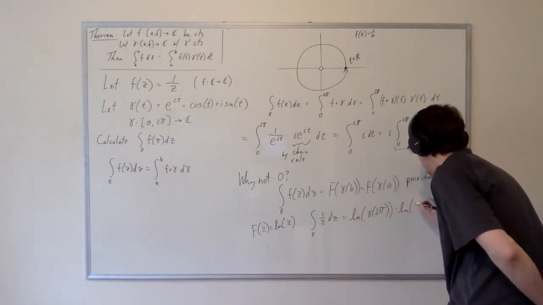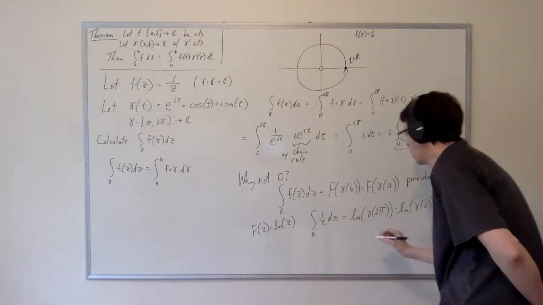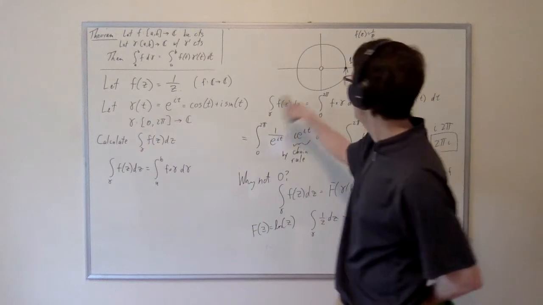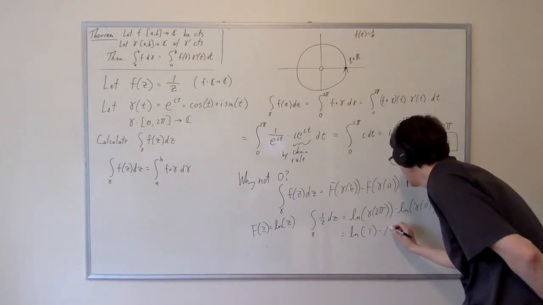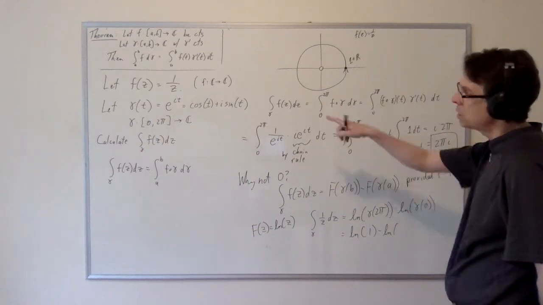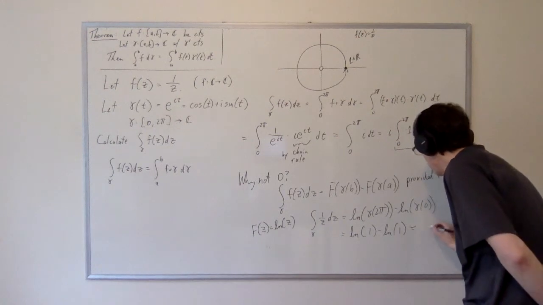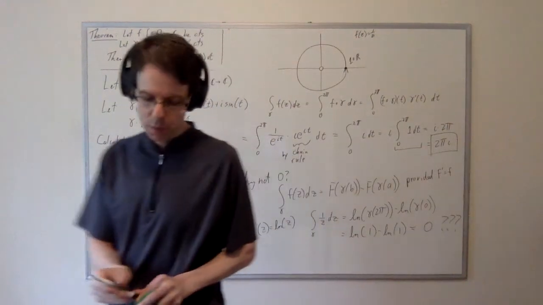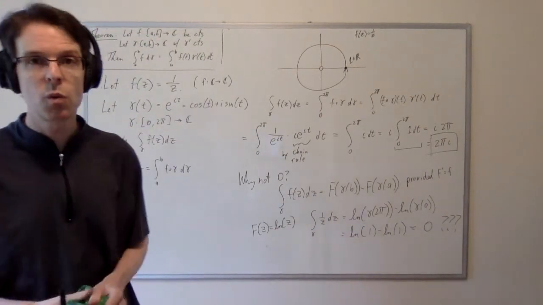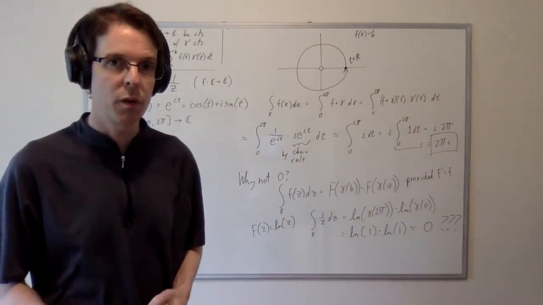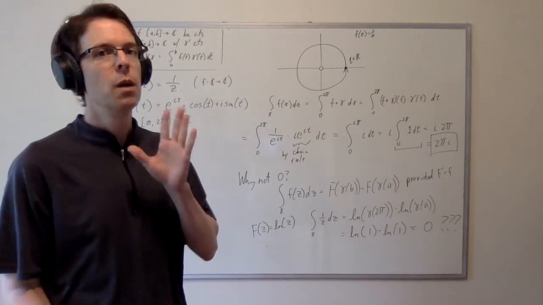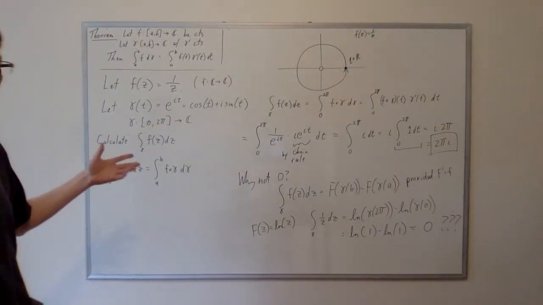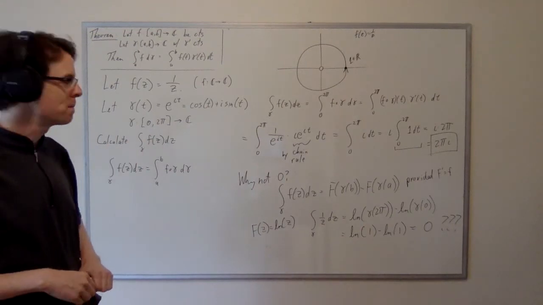Minus the logarithm of gamma of 0, which is the natural logarithm of 1, because gamma of 2 pi is 1, minus the natural logarithm of, well, gamma of 0 is also 1, which is 0. So now I've backed you into a corner. Something here is wrong, and it's interesting to try to figure out what. In fact, I encourage you, please pause the video and try to figure out which of these arguments is right and which of these arguments is wrong.